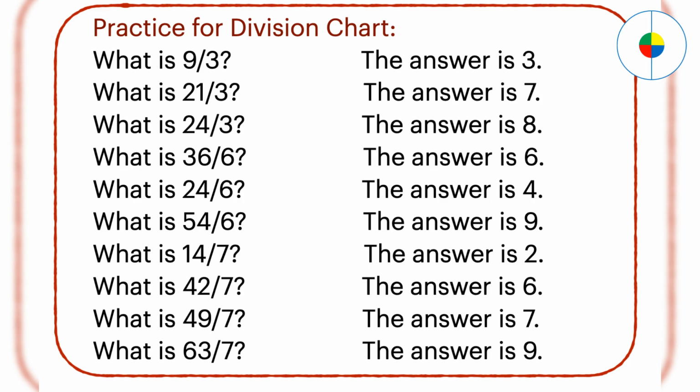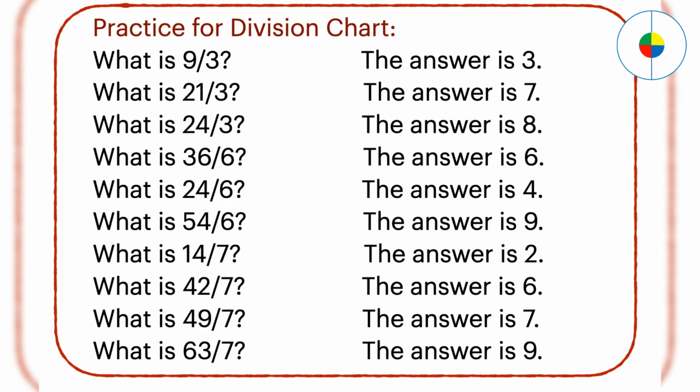Let's check the answers. What is 9 over 3? 9 over 3 is 3. You need to memorize this. What is 21 over 3? 21 can be divisible by 7, because 2 times 1 minus 2 is 0. So 21 over 3 is 7. Remember, this is only working for a number over 3 or 6.